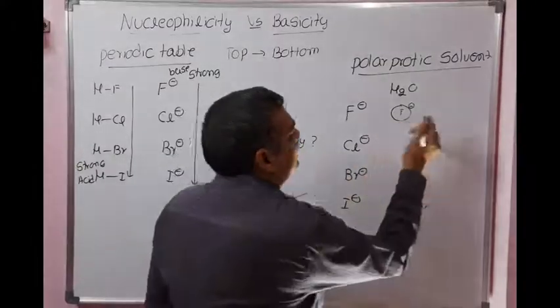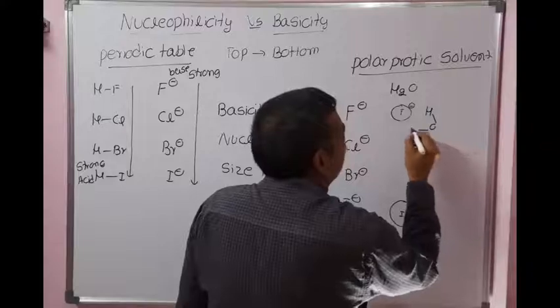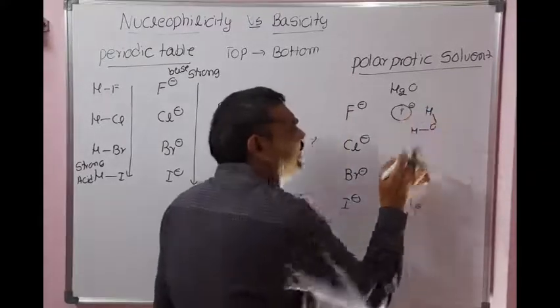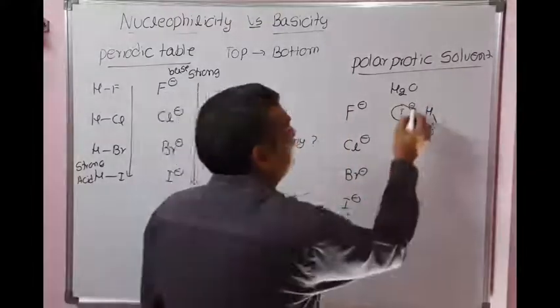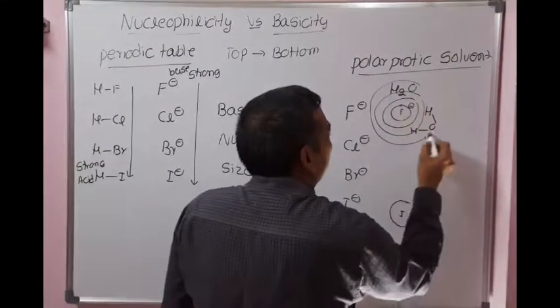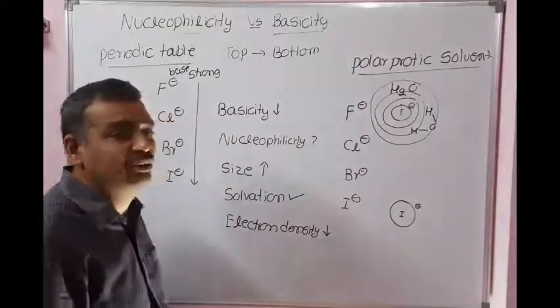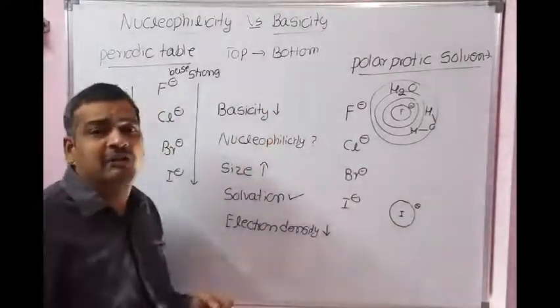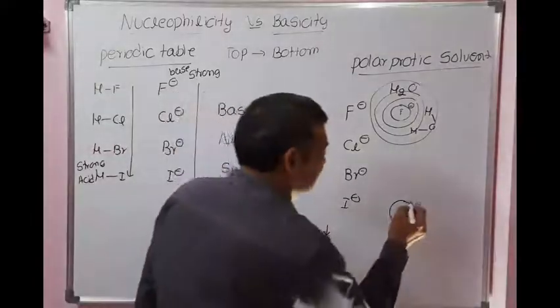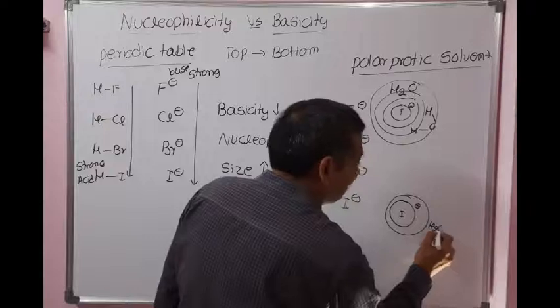Since electron density is more, it forms more layers with the water molecules. Small size, more electron density, forms more and more water molecules around it with the polar protic solvent. That is called solvation. Since electron density is less, it forms fewer layers around iodine.